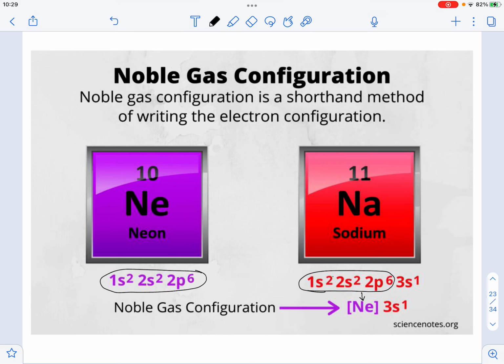Then after that, we're going to put the other electrons that are outside. So what are these electrons representing? The valence electrons, the ones that are in the outermost shell. Remember, the group number tells you the valence electrons. Sodium lives in 1A. That means it has 1 valence electron. And where does that valence electron live? Look, in the 3s1.